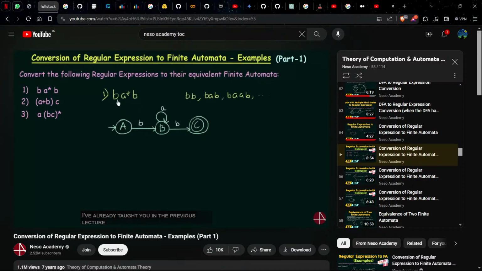So I've already told you in the previous lecture, whenever we have AND operations, we have to make states for each of the inputs. So here we have b and b. a goes to b on getting input small b, and b will go to the next state c when it gets the next input small b. And whenever you have a closure of any symbol, you have to make a self loop. So here we have made a self loop in this state b.